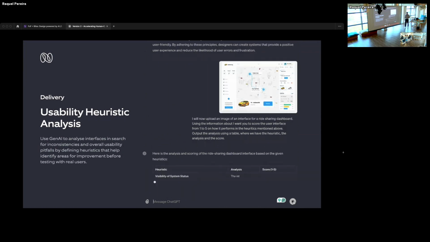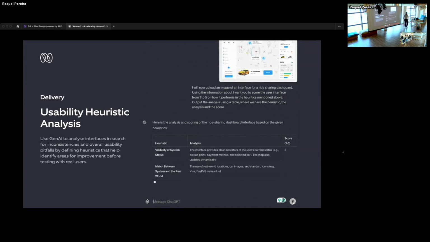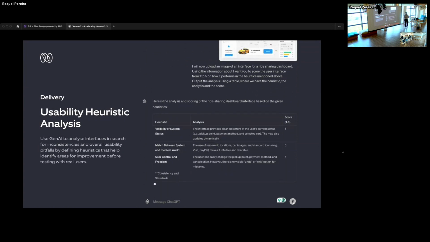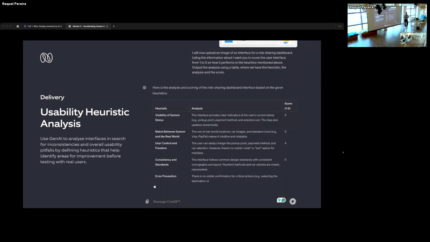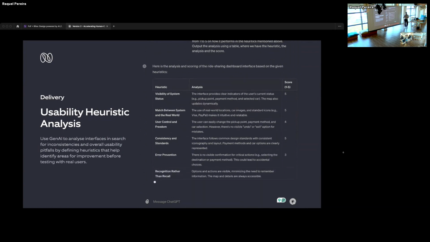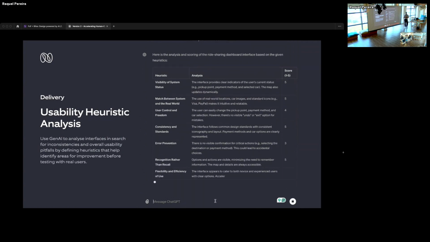This is not quite right, and this is the score that it gives. And you can take it and then go to Figma and start making some adjustments. You can even send multiple screens and ask it to compare all the screens based on usability standards and so forth. You can do the same.